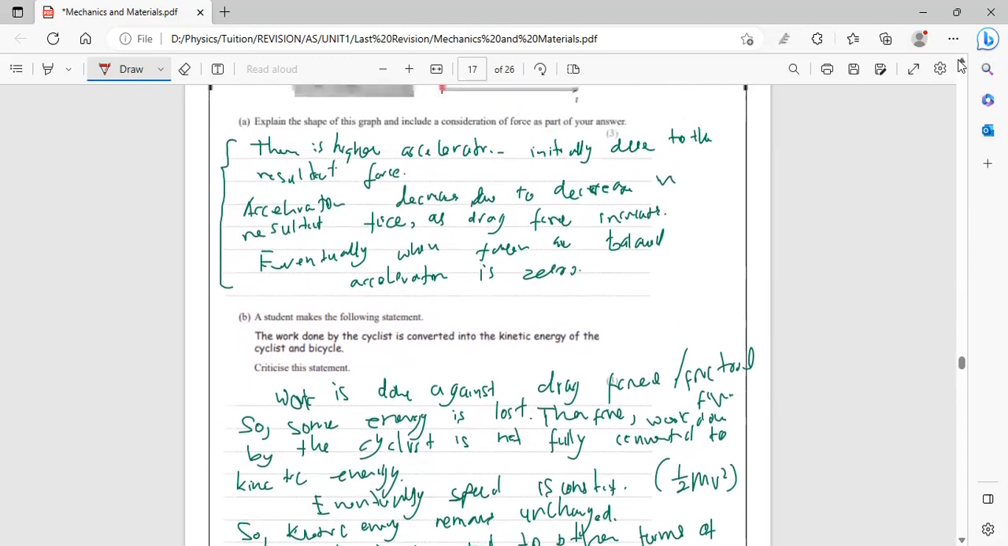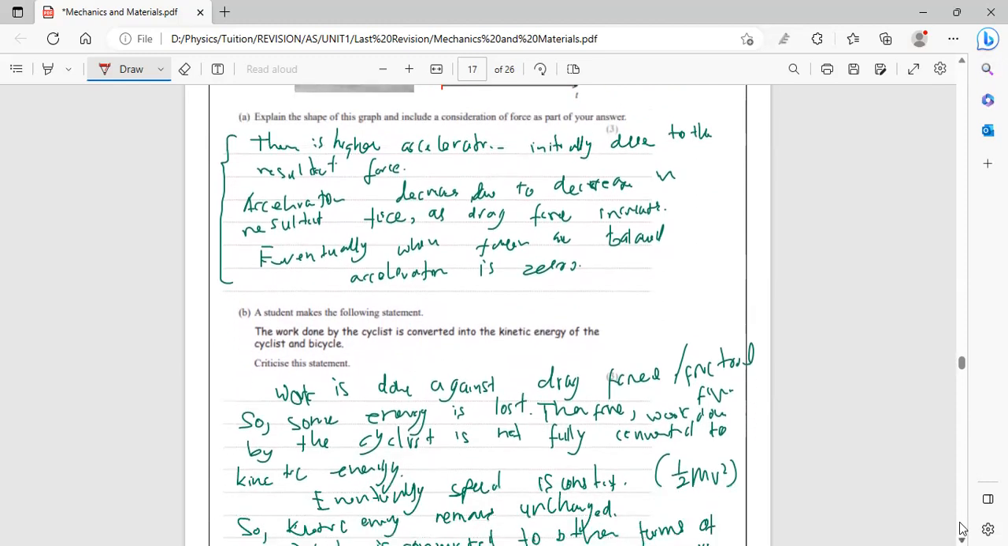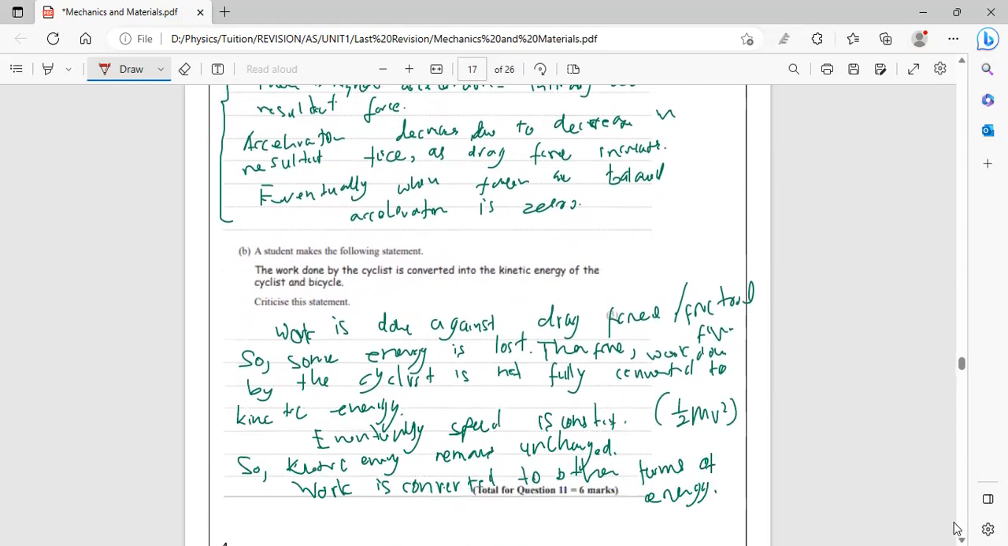When finally speed becomes constant, the kinetic energy would be constant as well. So there is no increase of kinetic energy once the forces are balanced. So obviously that statement is wrong, because the work done by the cyclist won't be converted to kinetic energy anymore when the speed is constant.